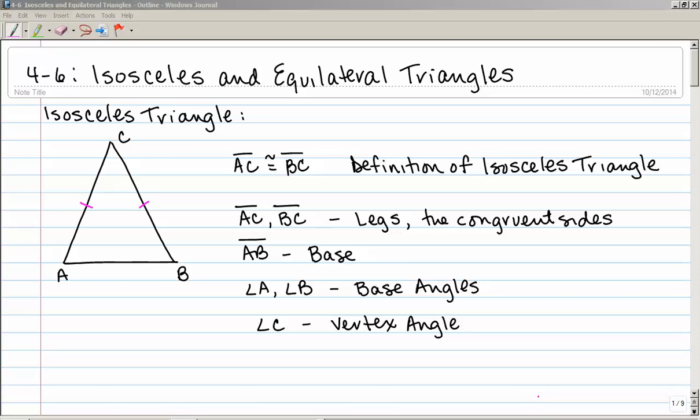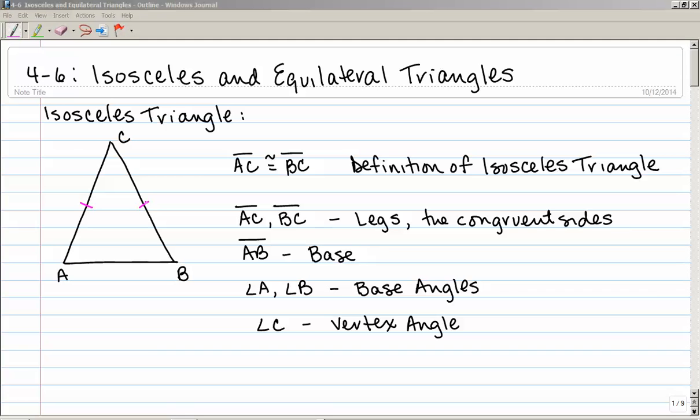Section 4.6 is on isosceles and equilateral triangles. Recall from the first section in this chapter that an isosceles triangle is a triangle with at least two congruent sides. So here's a triangle, triangle ABC, and if AC is congruent to BC, then it is an isosceles triangle by the definition of isosceles triangle.